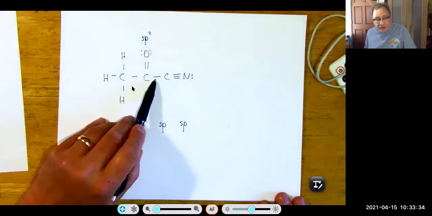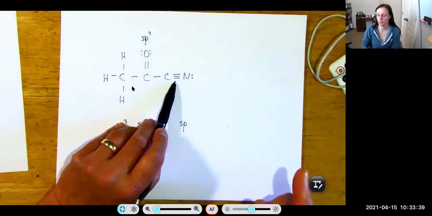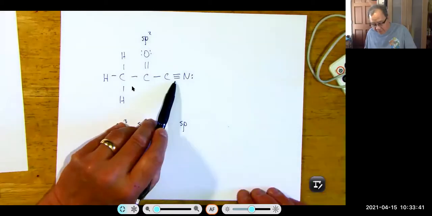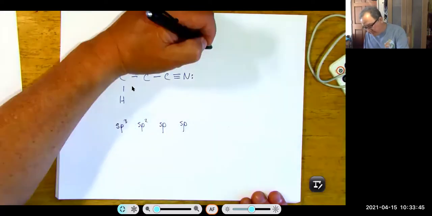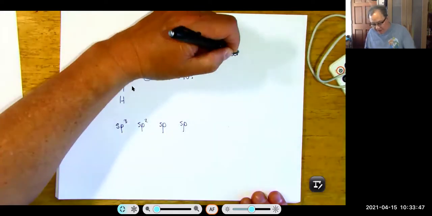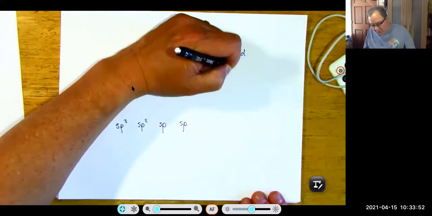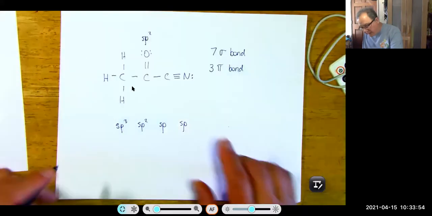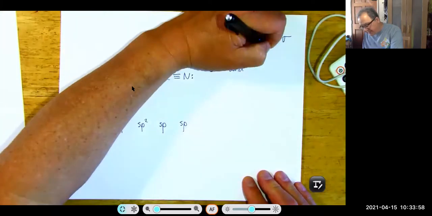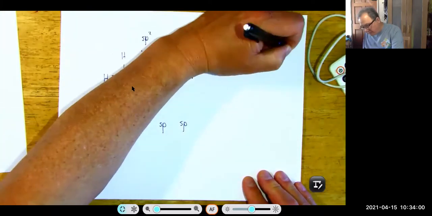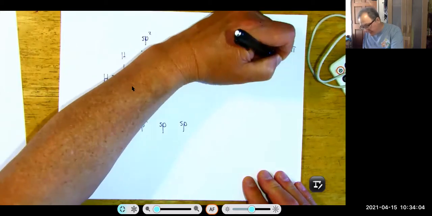What about triple bonds? Well, one's a sigma, the other two are pi's. So 1, 2, 3, 4, 5, 6, 7. 7 sigma bonds. How many pi bonds? 3 pi bonds. Because when you have a single bond, that's a sigma. When you have a double bond, it's a sigma plus a pi. And when you have a triple bond, it's a sigma plus 2 pi's.